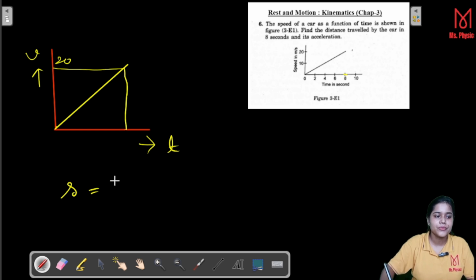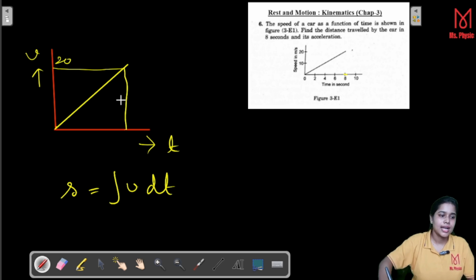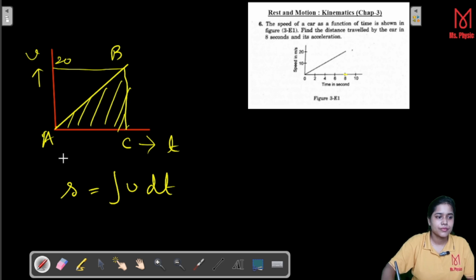S is equal to integration of V dt. That means integration means you have to find the area of that triangle, right? Suppose I give the names A, B and C. This is the area under the curve which you have to find out. This would be the value of the distance.